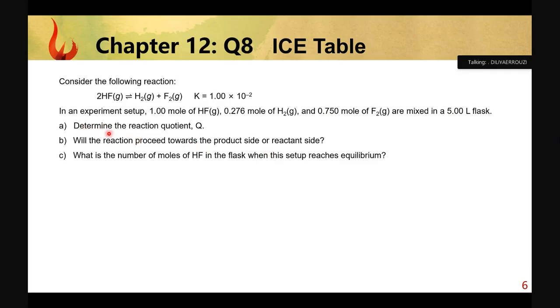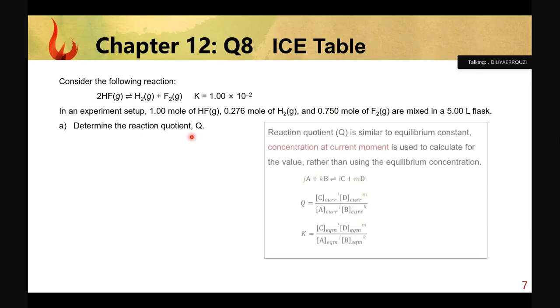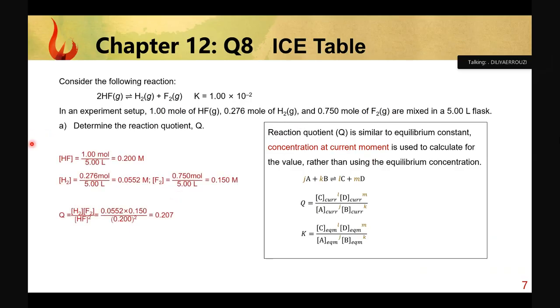First, we need to determine the reaction quotient, Q. In order to calculate that, we need to know how to calculate that. The reaction quotient is similar to the equilibrium constant, but it only uses the concentrations at the current moment to calculate the value rather than the equilibrium concentrations. So at the current moment, we have this many moles of hydrogen fluoride, this many of hydrogen, this many of fluorine. So we can calculate the concentration of them.